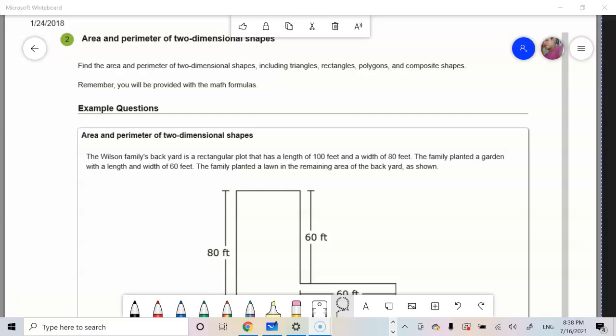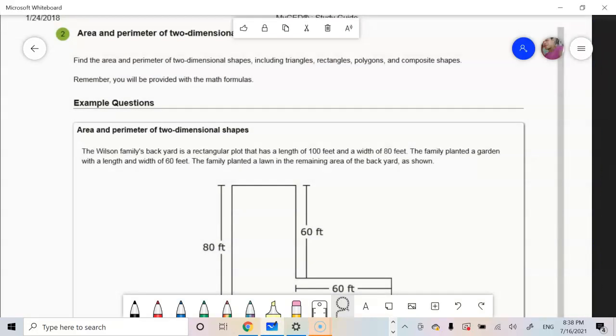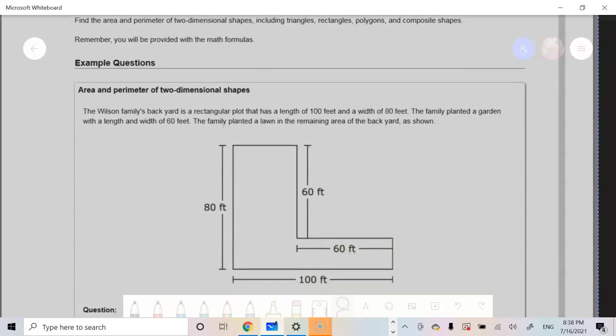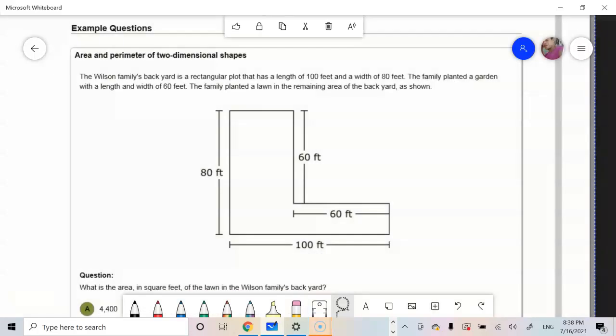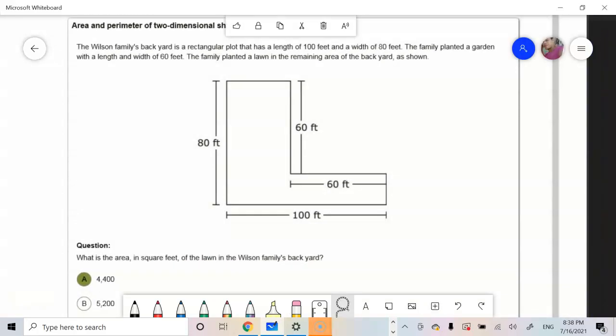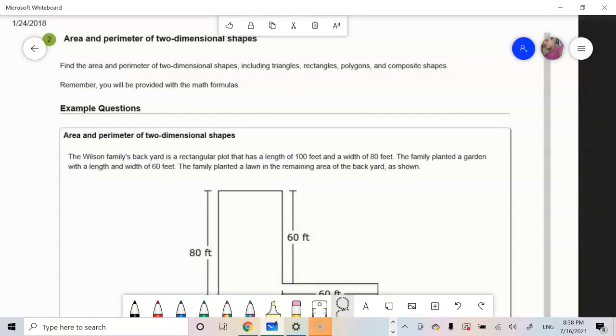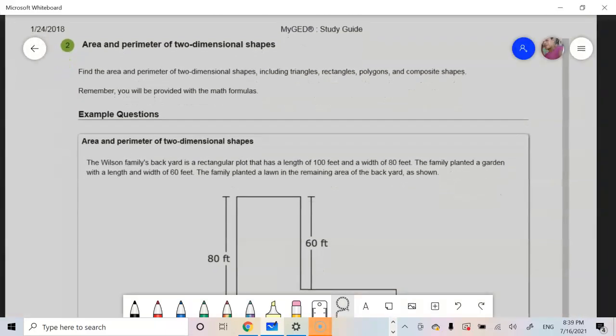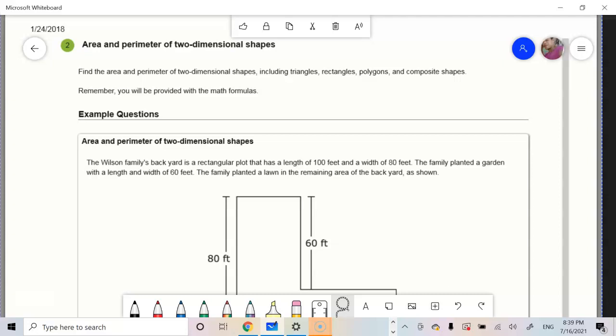So now we are going to solve the third part of this GED guide that we are solving so you can practice. And now we are going to solve geometry, okay? We're going to talk about the geometry section of this test. So we are going to solve problems about area and perimeter of two-dimensional shapes. So let's read the problem.